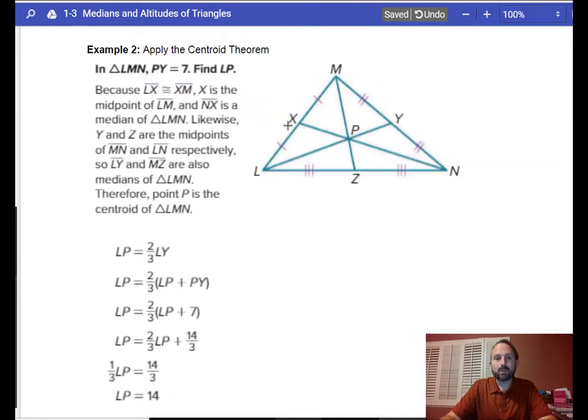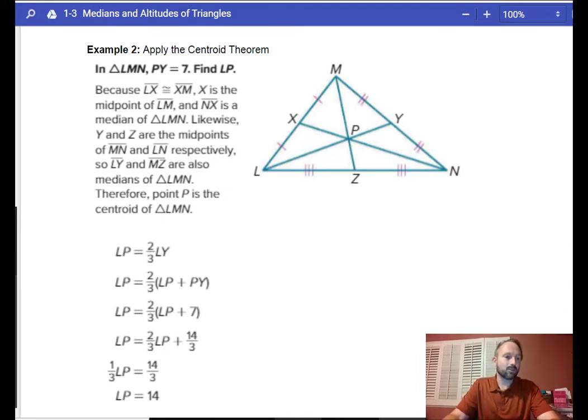So we can apply the centroid theorem. We're given this information. We're given that, hey, look, these are going to be congruent. Hey, these are going to be congruent. Hey, these are going to be congruent. We're given that PY is going to be 7. And we have to figure out what LP is. All right, so I'm going to be typing some stuff up.